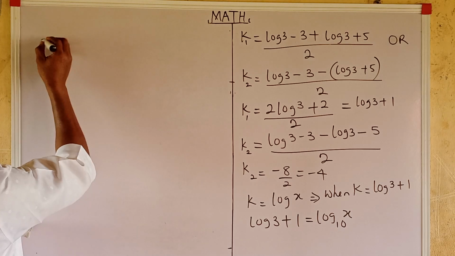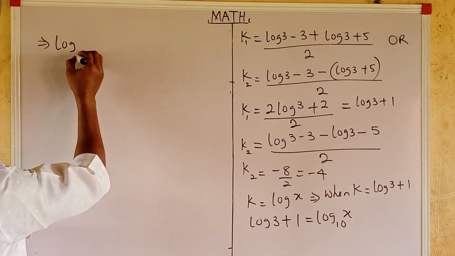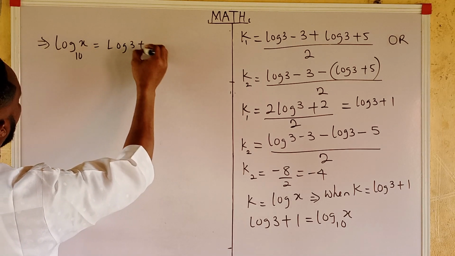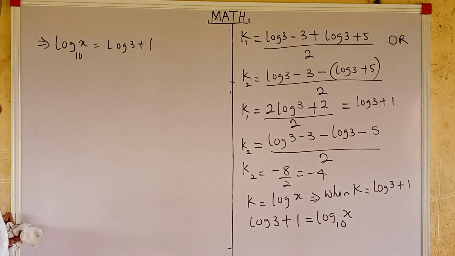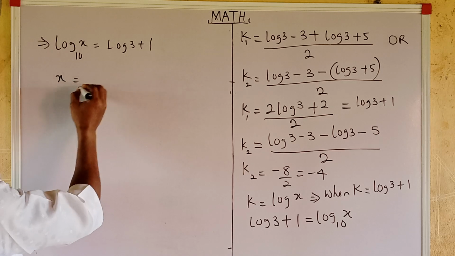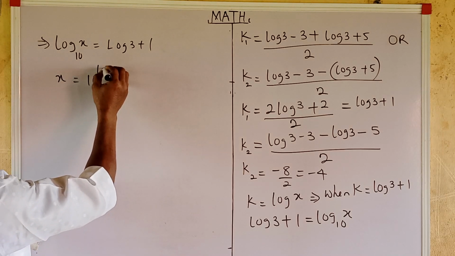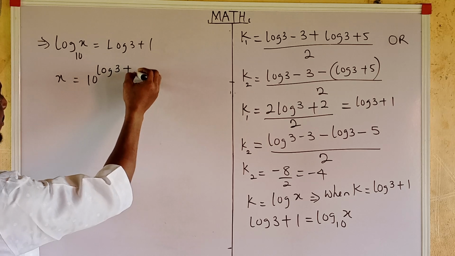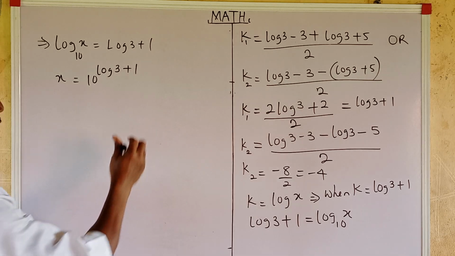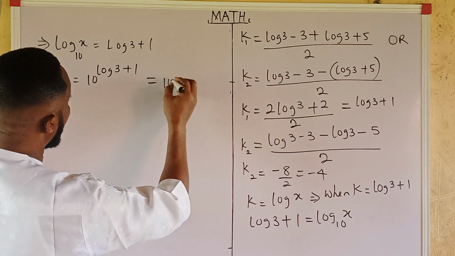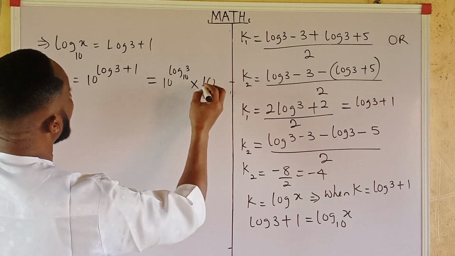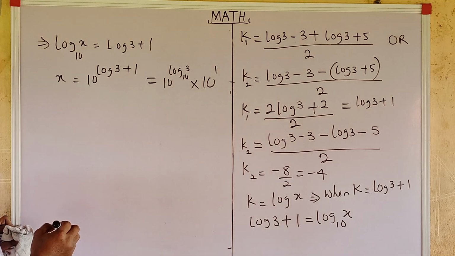Okay, I can write this as log to the base of 10 of the argument x equal to log 3 plus 1. To transform this to an exponential equation, I will say x equals 10 to the power of log 3 plus 1. I can use the multiplication law of exponents to simplify this. This is going to be 10 to the log to the base 10 of 3 multiplied by 10 to the power of 1.